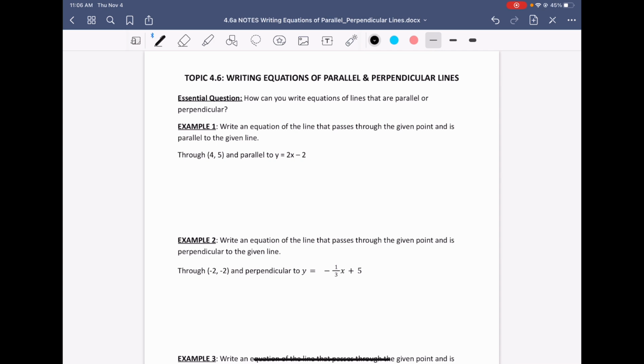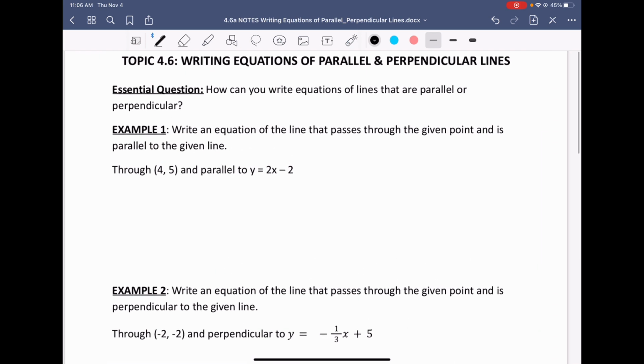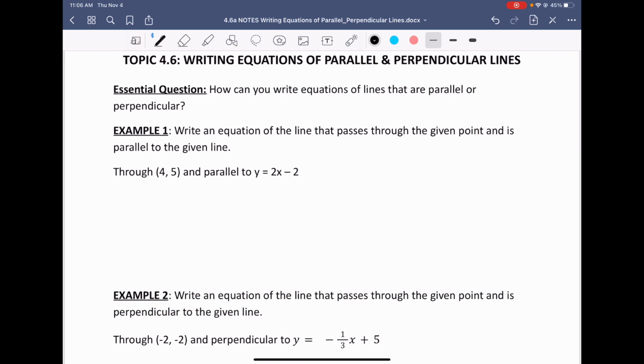So what that means is we are going to take the original slope, flip the numbers, and then change the sign. So it goes from positive to negative or negative to positive. Okay. So how can you write equations of lines that are parallel and perpendicular? Write an equation of a line that passes through the given point and is parallel to the given line. So one, you need to make sure you know if you are writing a parallel equation or a perpendicular equation. This will determine what slope you use.